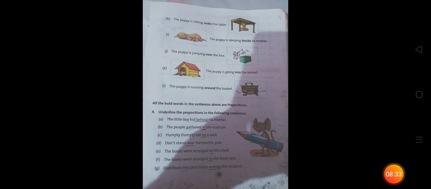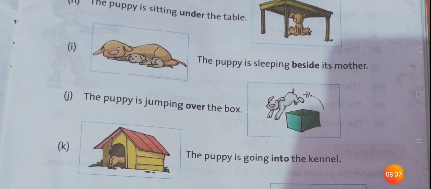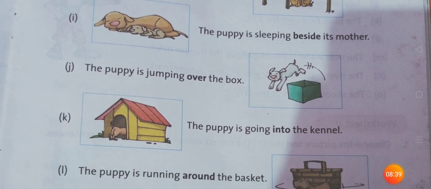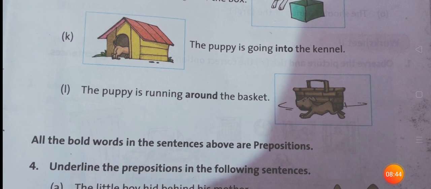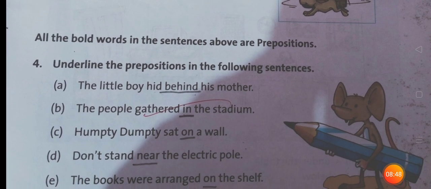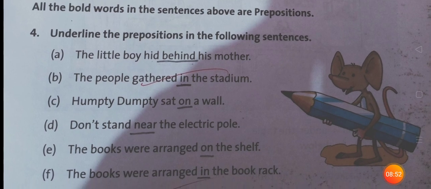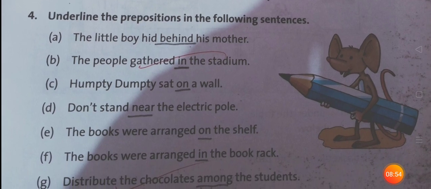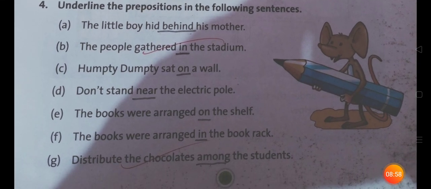The puppy is sitting under the table. The puppy is sleeping beside its mother. The puppy is jumping over the box. The puppy is going into the kennel. The puppy is running around the basket. All the words in the sentences above which are in bold letters are prepositions.